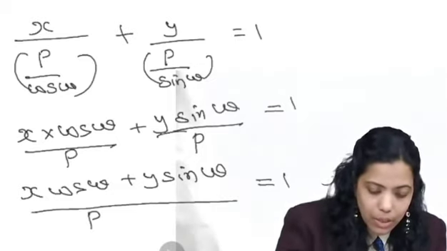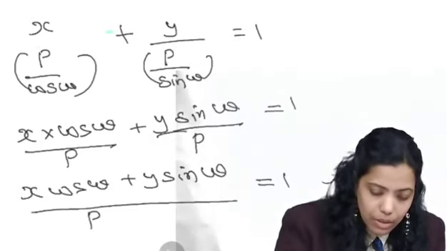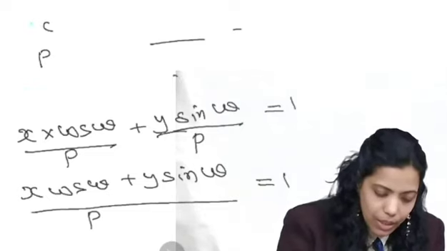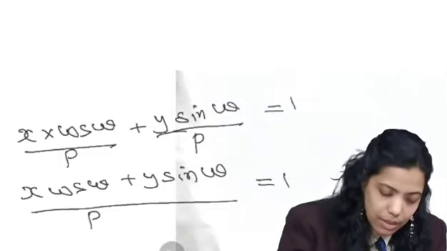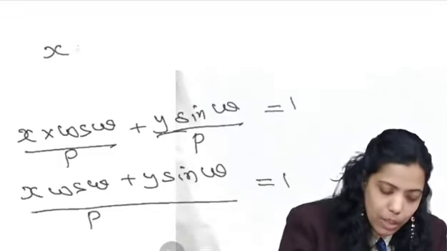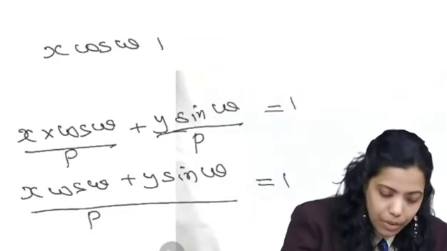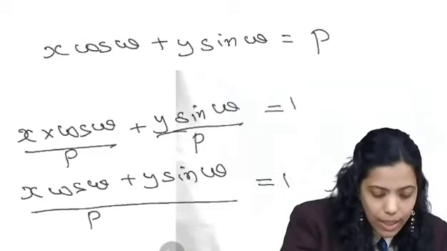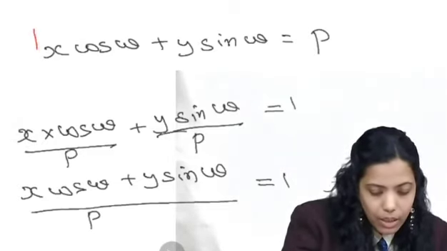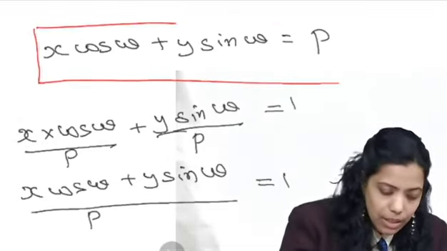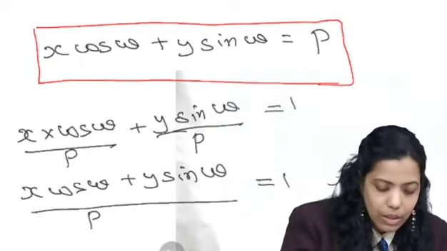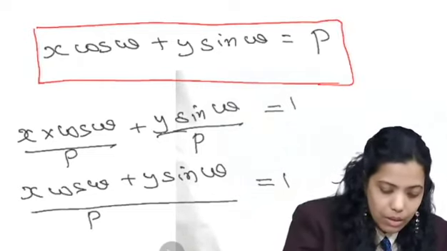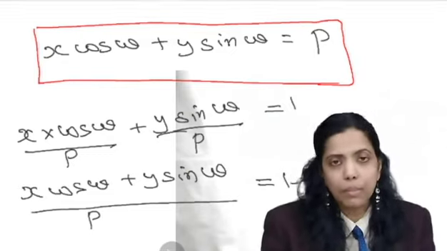Now we can transpose that p. So we get the final answer, which is the normal form or the perpendicular form: x cos omega plus y sin omega equals p. That is the required equation of the normal form or the perpendicular form.